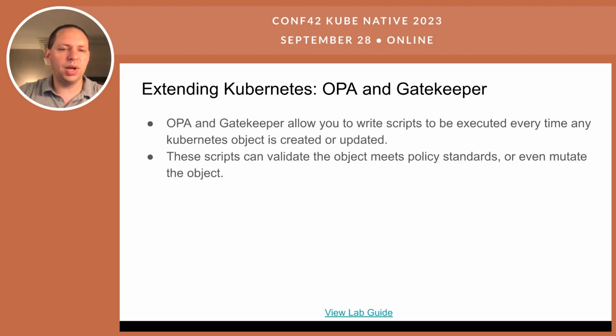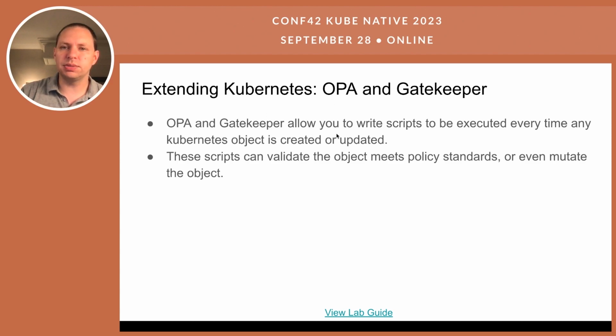All right, OPA and Gatekeeper. OPA is a language for describing policies, and Gatekeeper is a plugin for Kubernetes. Basically, it extends Kubernetes to allow you to describe policies inside of Kubernetes, and then it will assess and enforce those policies.